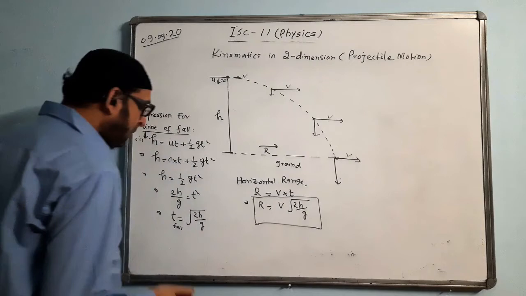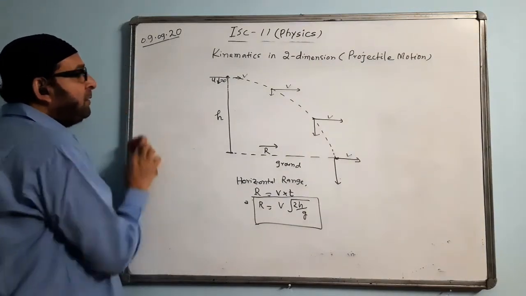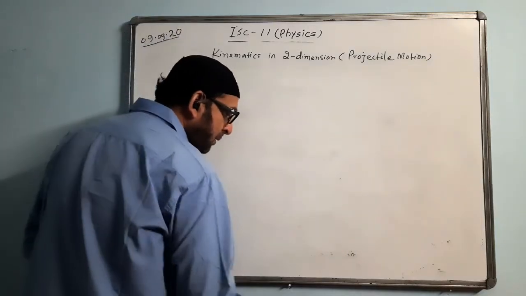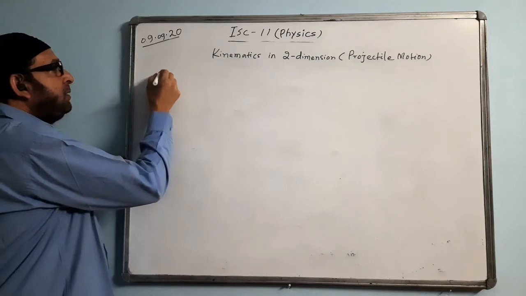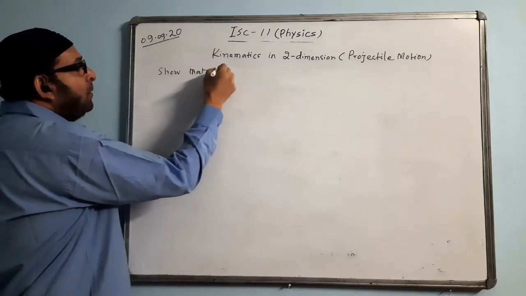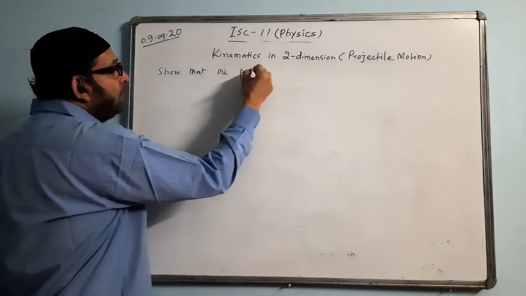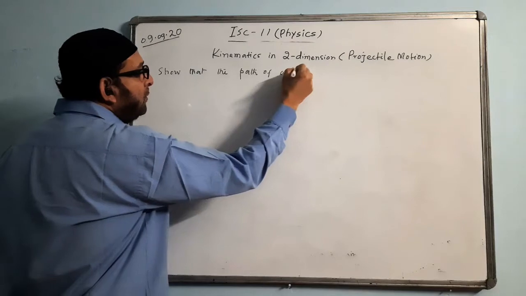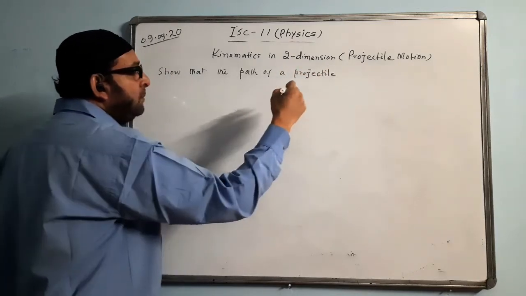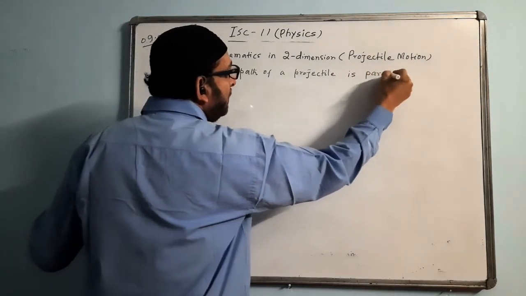One more thing we prove, and then the theory part of this chapter will be over, and then we will be doing the numericals. So they may ask a question like this: show that the path of a projectile is parabolic.